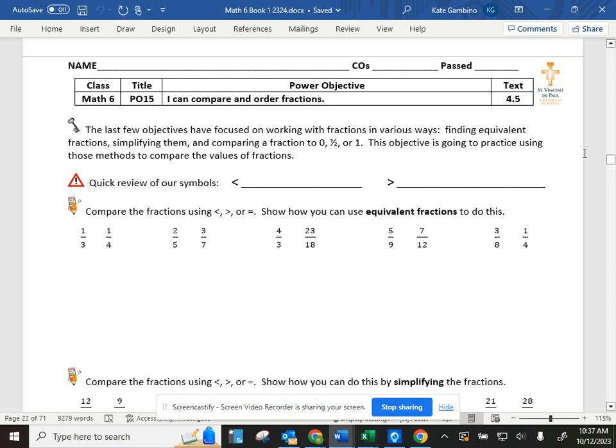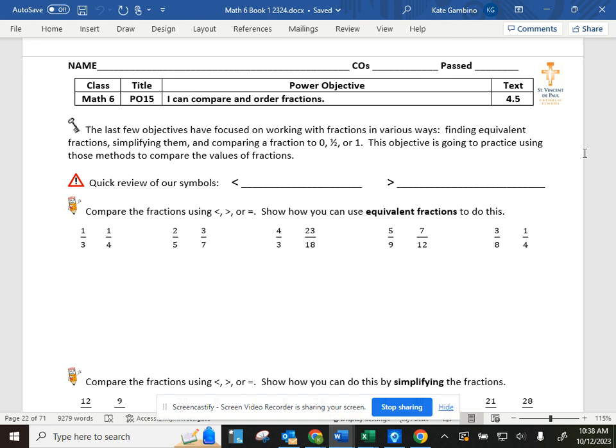Good morning. Today we are working on PO15. I can compare and order fractions. Notice it is a PO. This is a power objective. It's one of those really important ones. We need to know how to compare our fractions and how to put them in order, knowing what's the least and what's the greatest. So I need us really paying attention.